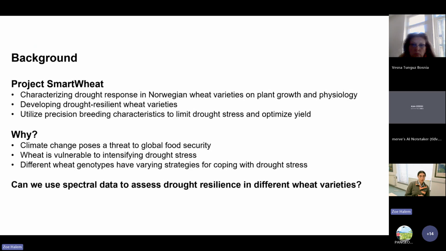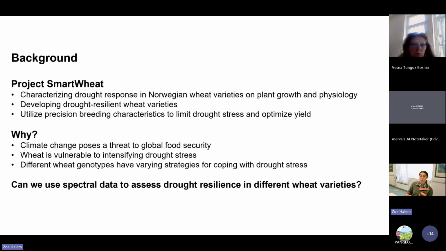A bit of background about the project. Smart Wheat is aiming to characterize drought response in Norwegian wheat varieties on plant growth and physiology. The aim is to develop drought resilient wheat varieties and later simulate their drought response through AI modeling.